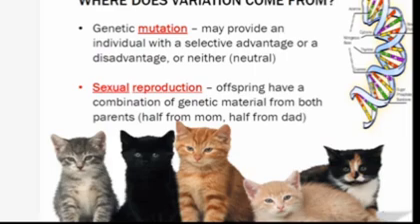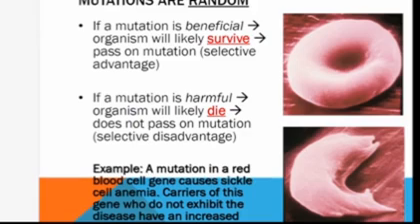Is that clear? Now, mutations are random. So we said mutations come up as a result of transmission of these traits. The better quality mutations survive, while the ones that are not okay die off. So this is just the summary here. They said mutations are random. If a mutation is beneficial, organisms will likely survive and pass on the mutation. That is called selective advantage. So we call that the selective advantage.